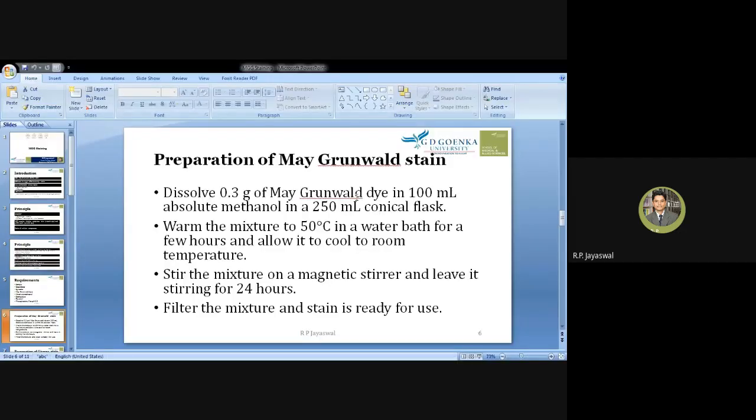So this is what we have discussed about the MGG stain, the principle, procedures, and instructions to prepare May Grunwald stain and Giemsa stain. Now we can discuss if you have any doubt.